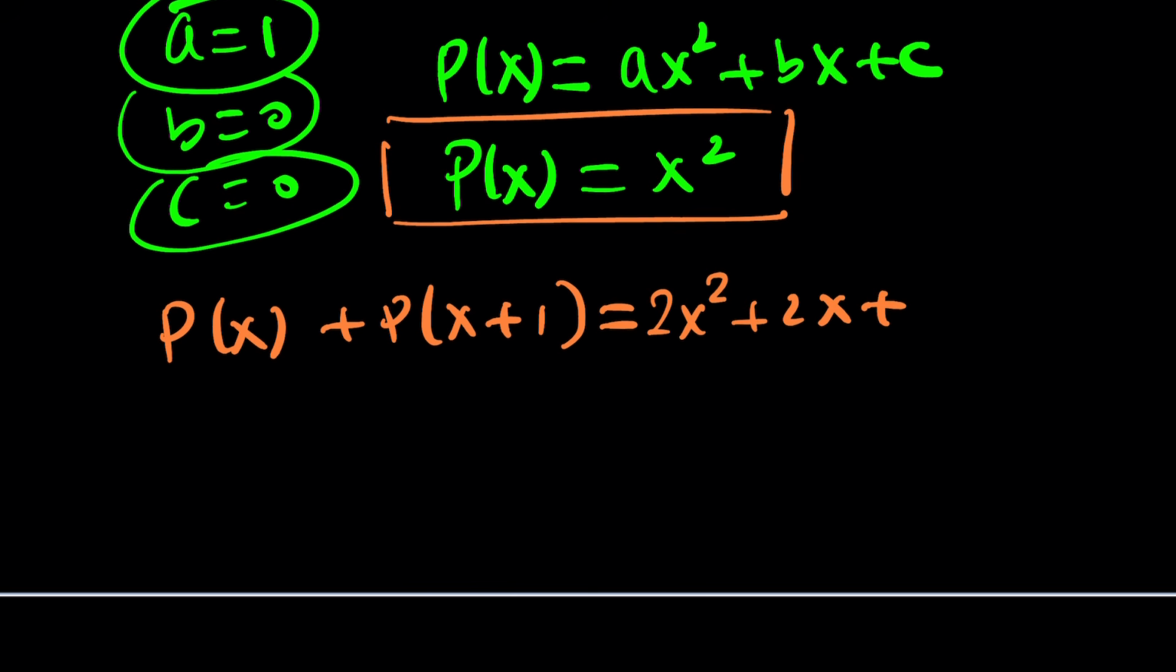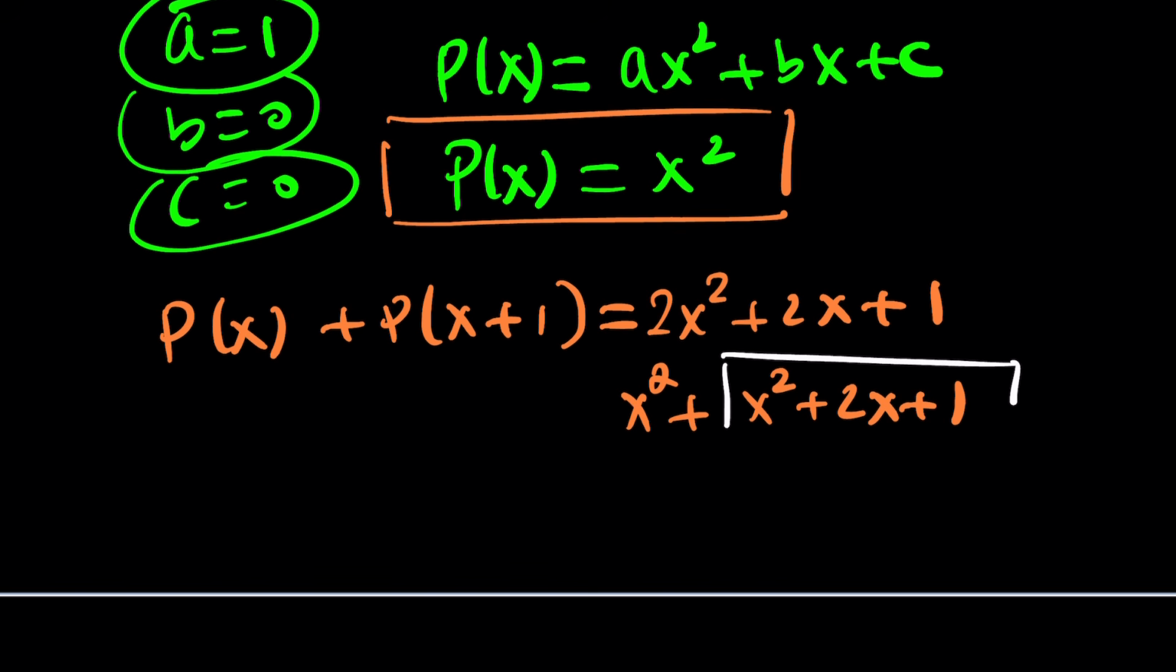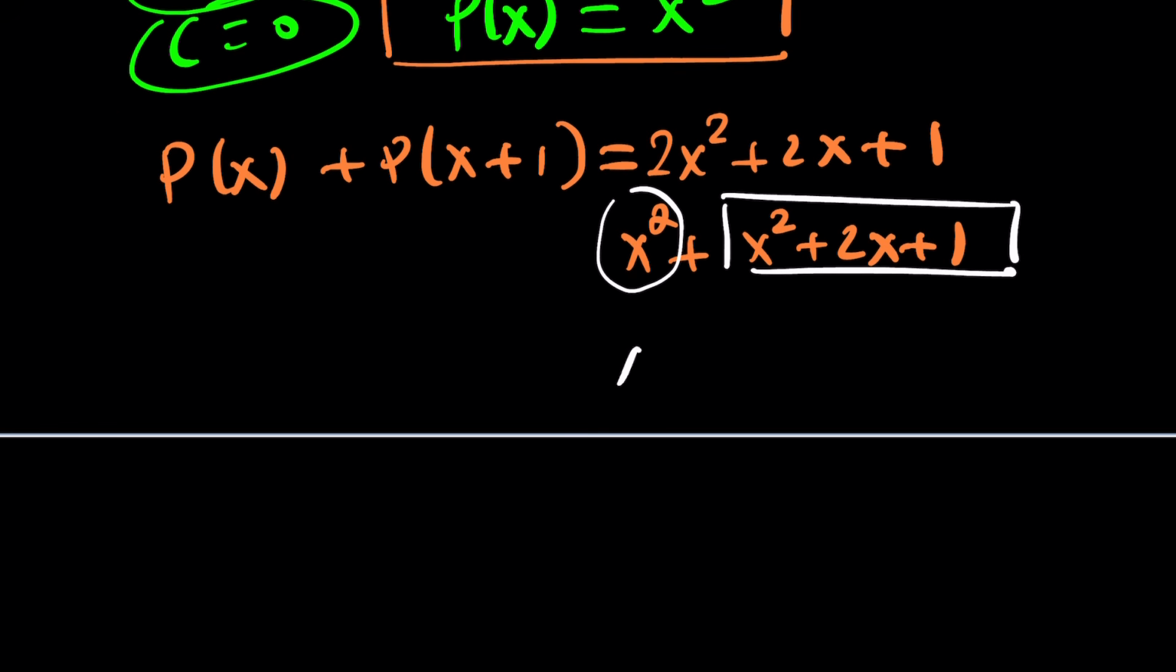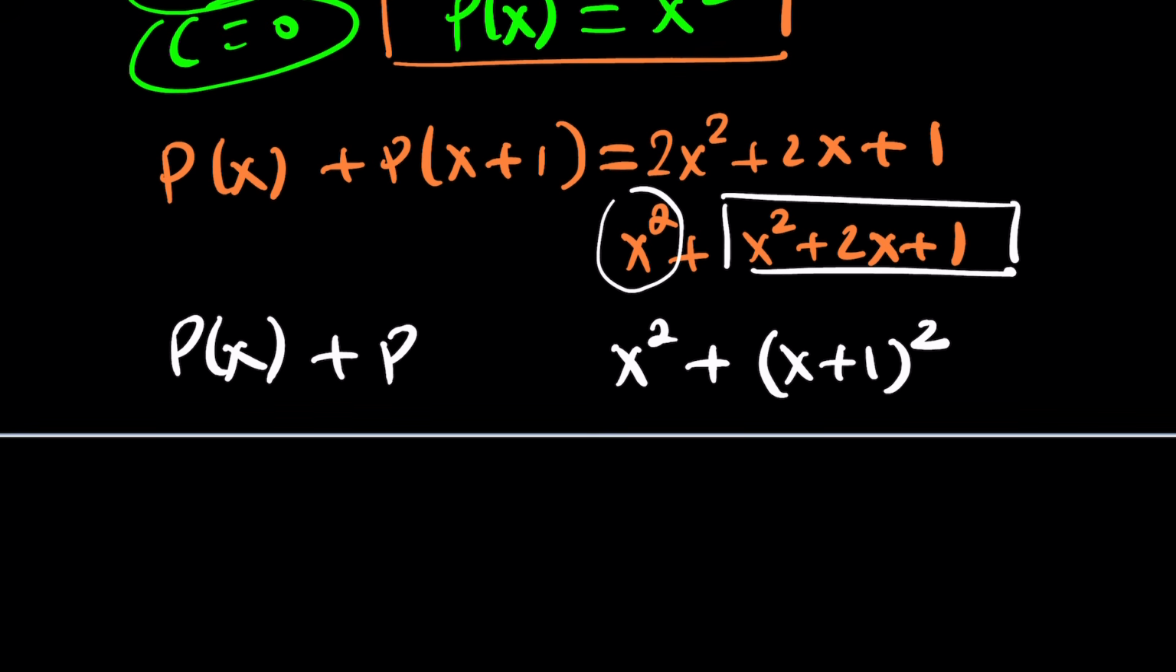So here's what's going on here. If you look at this very carefully, you're going to realize, hopefully, that this can be written as x squared plus x squared, which is 2x squared, plus 2x plus 1. Why is that significant? Because this expression is a perfect square, and this is a perfect square, and it's just perfect. So this is x squared, this is x plus 1 squared. And of course, this is p of x, and this is p of x plus 1.